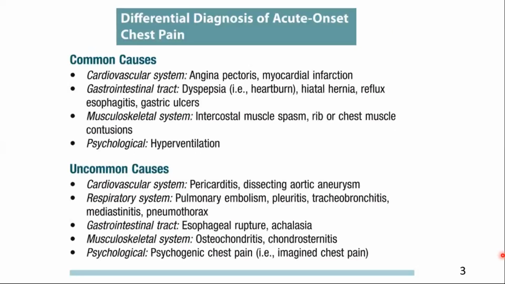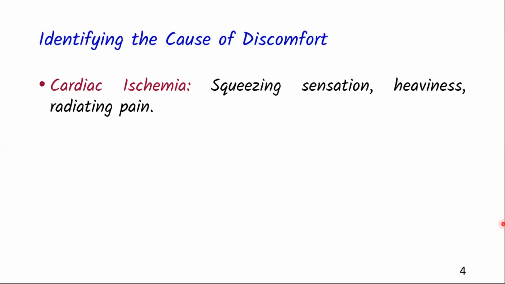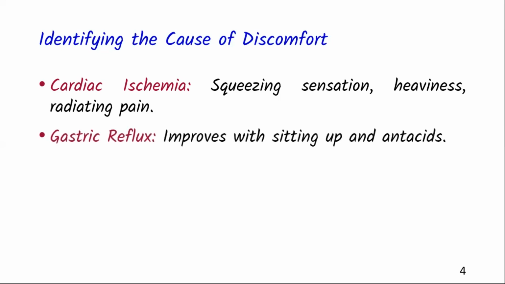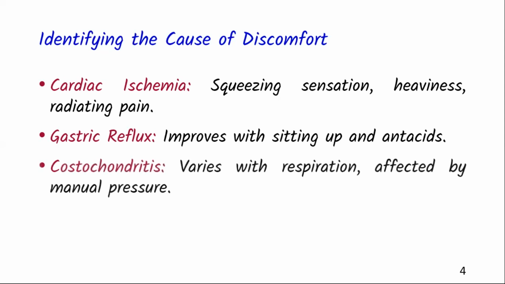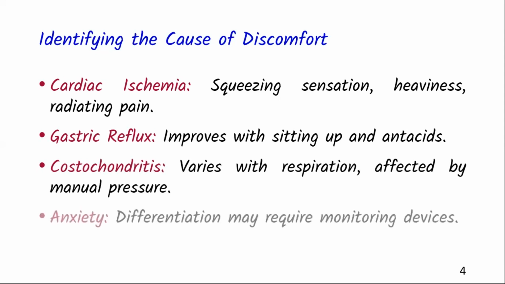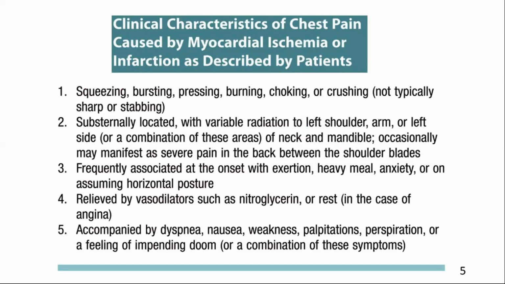This box shows the common and uncommon causes of chest pain. Cardiac ischemia presents a squeezing pain and heaviness radiating to the left shoulder and arm. Gastric reflux improves with sitting up and antacids. Costochondritis varies with respiration and manual pressure. Anxiety can mimic heart issues but requires monitoring devices for differentiation. This box shows the clinical characteristics of chest discomfort.